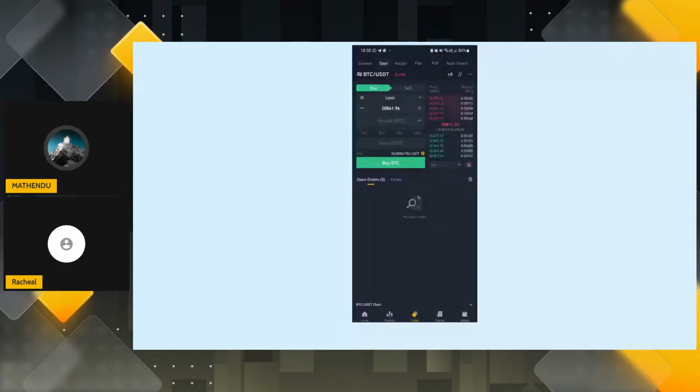Then the next part is a limit order, which is basically to say you want to buy Bitcoin or any other coin at a certain price point. So in this case, you can come in here.